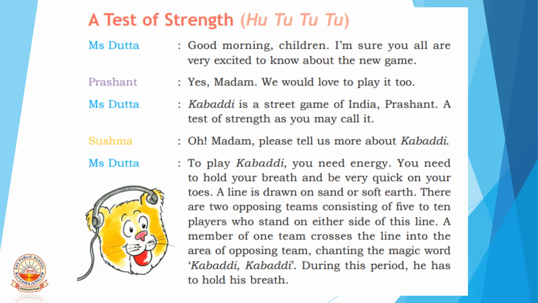Next, there are two opposing teams consisting of 5 to 10 players who stand on either side of this line. So it is 7 players, children, just correct it. A member of one team crosses the line into the area of the opposing team, chanting the magic word Kabaddi Kabaddi. So in each team, 7 players will be there, and one member crosses the line from one team to the opposing team, chanting the magic word Kabaddi Kabaddi. During this period, he has to hold his breath. He should not stop that chanting, that is Kabaddi Kabaddi.